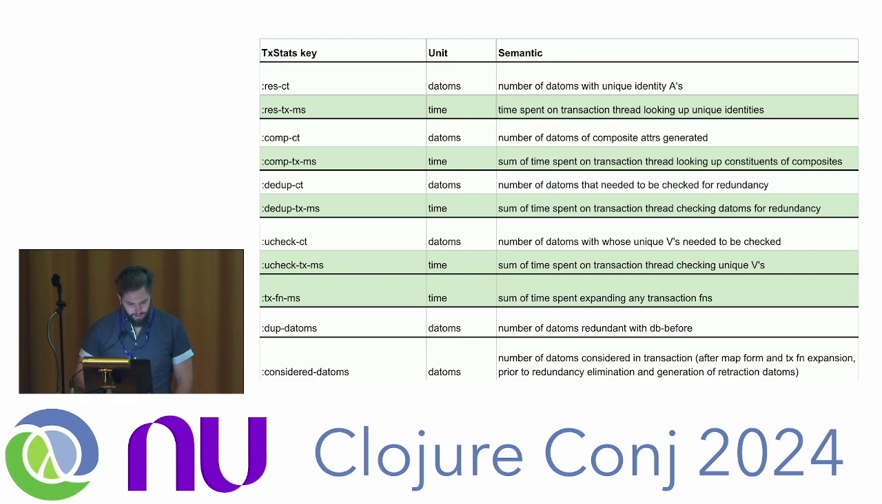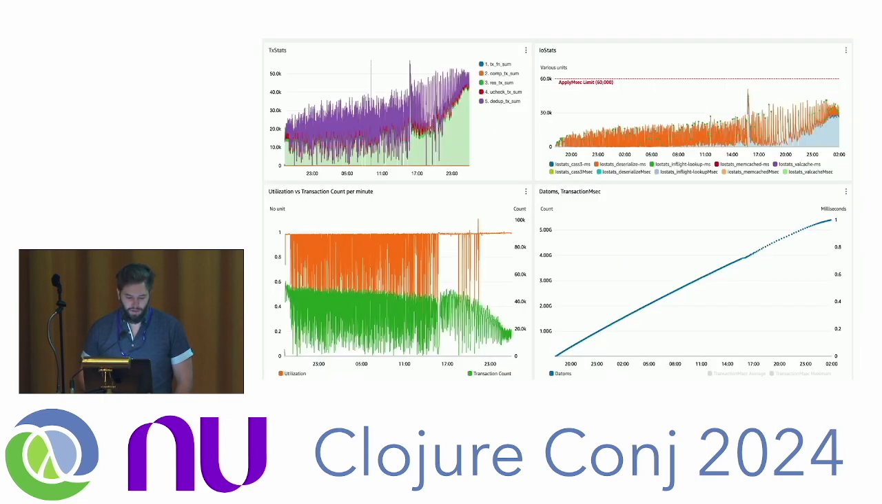So we have uniqueness checks, which is different than res-tx-ms. This is actually the time spent asserting that a value is unique, and then txfun-ms, this is time spent doing transaction functions, including cas. It's all wrapped up into one metric today. So with that, the green up on the top left is just time spent resolving entity identities.